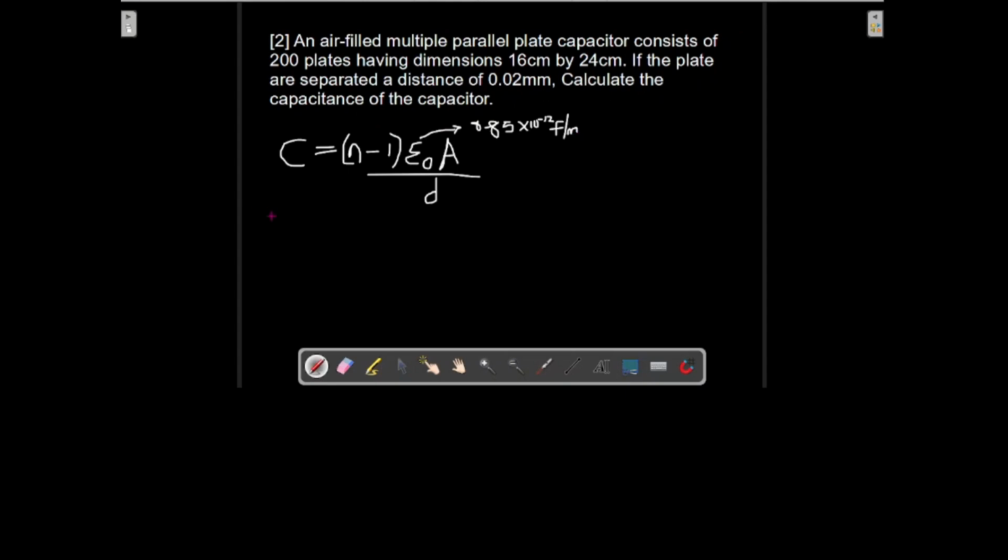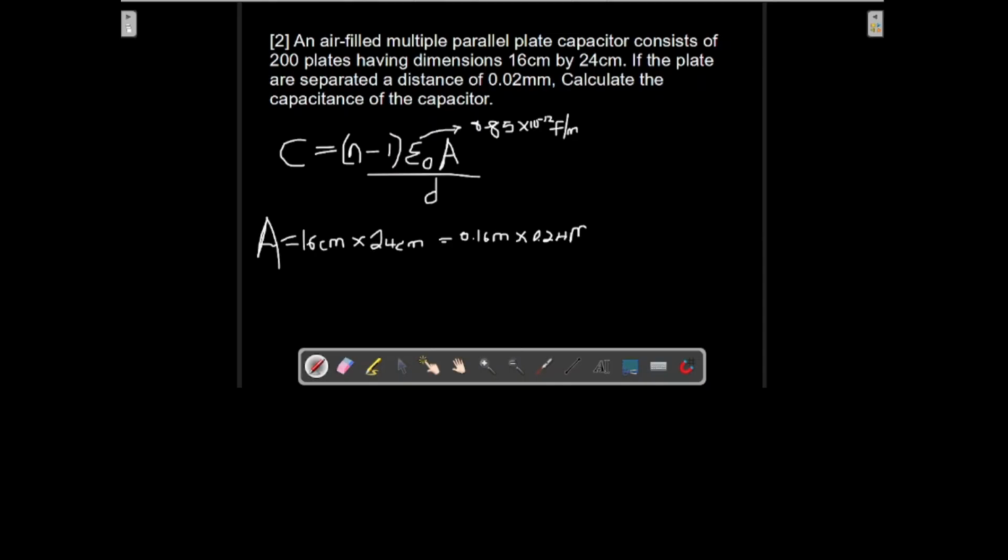Now, what else do we know from this question? We need the area. We know that area is equal to length times breadth. What are the dimensions given in the question? You have 16 centimeter by 24 centimeter. But before you can multiply these, let us convert them to SI units. So you have to take it from centimeter to meter. 16 centimeter, if you convert it to meter, you're going to get 0.16, similar to what we did earlier, where we divided by 100. So you have 0.16 meter multiplied by 0.24 meter.